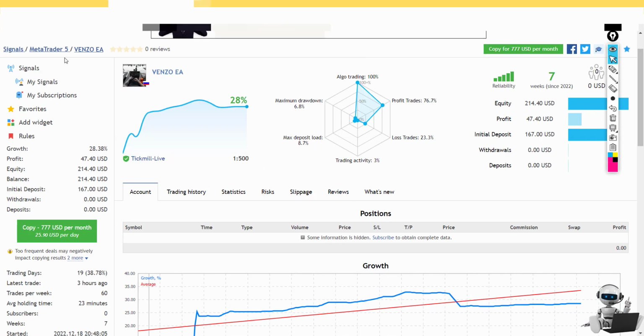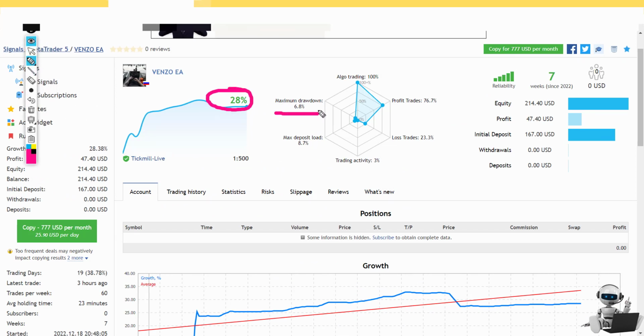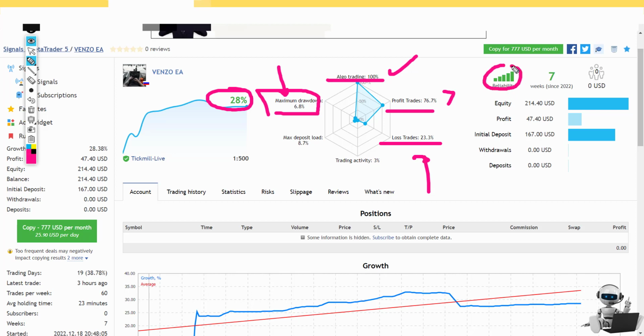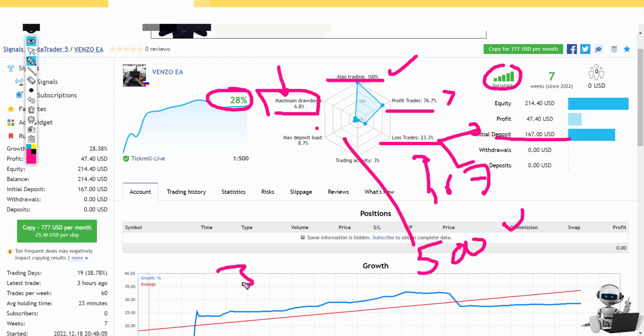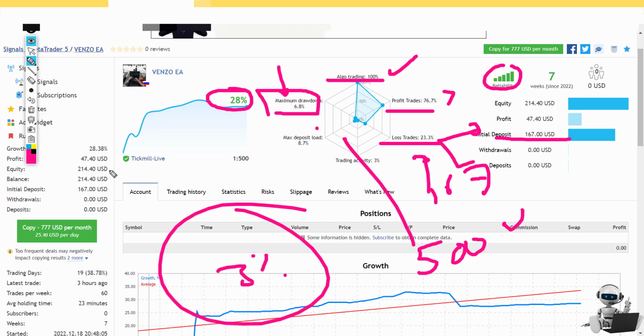So for the live result, the first thing you notice is we have 28% and a 6.8% drawdown. So the drawdown is very low. Amazing. Algo trading 100%. The profit factor is very high, 76% winning compared with 23% losing trades. So the accuracy is very high, and the reliability of this EA is also amazing. The initial deposit for this EA was only 167 USD, and he made a profit of 47 USD. Of course, if you have a deposit of, for example, 500 USD, the drawdown might be only 3%, because the lower the deposit, the higher the drawdown becomes.